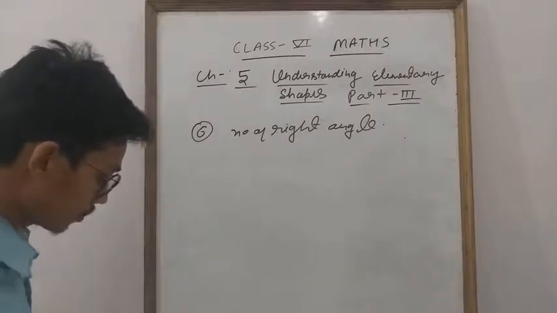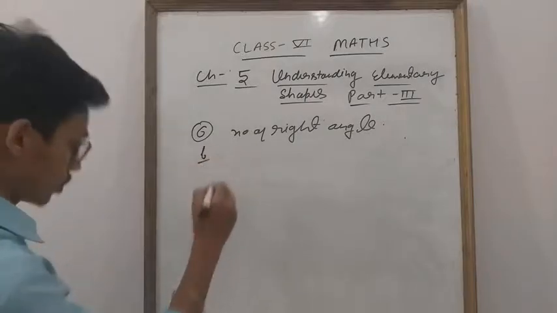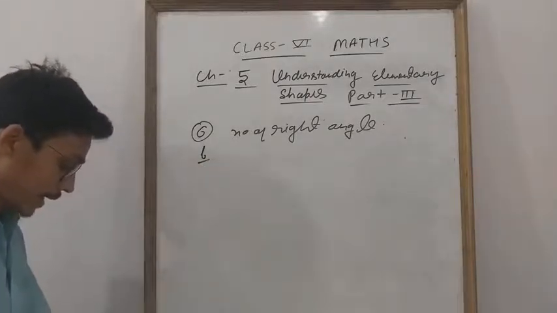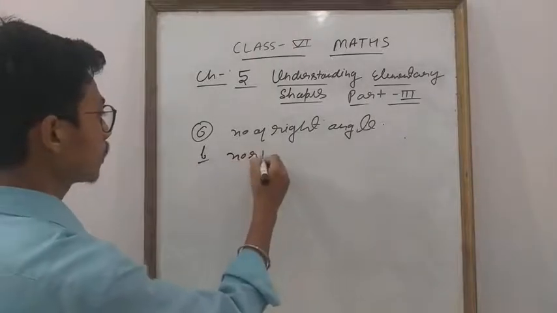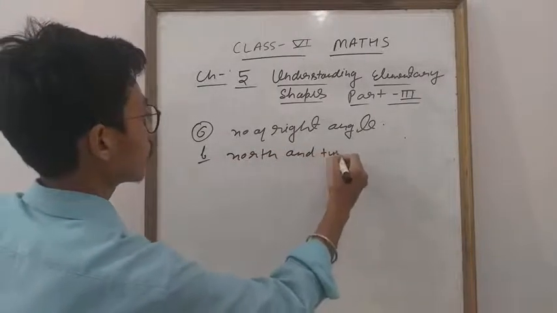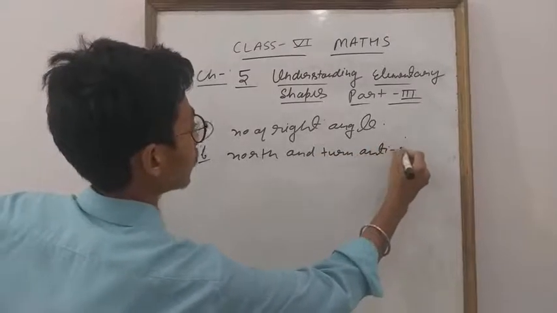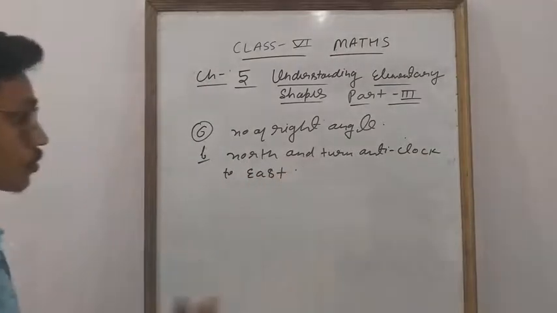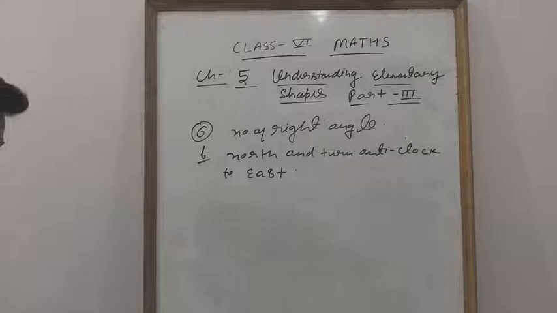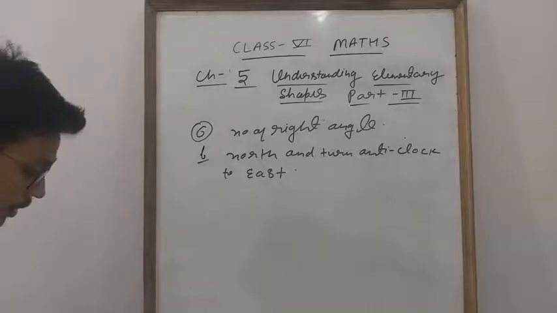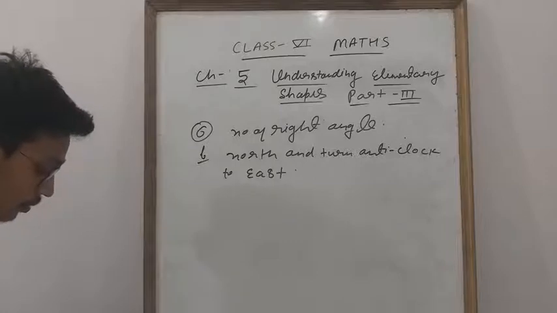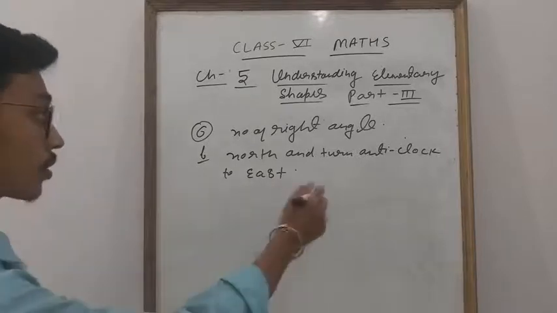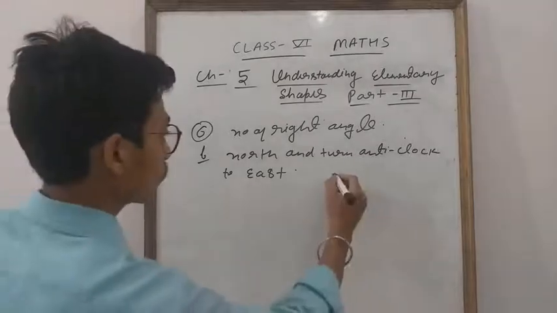South and turn clockwise to, चलिए पहले एंटी क्लॉकवाइज मान लेते हैं. One question anti-clockwise: North and turn anti-clockwise to east. See, student, in this question what is given? It is given anti-clockwise. North and turn anti-clockwise to east. Okay, how to solve this question? You have to see very carefully how to solve this question. Okay everyone? देखिए, north and turn anti-clockwise to east. So first we will draw the diagram.